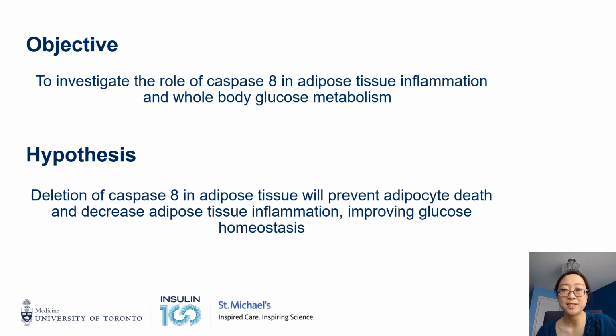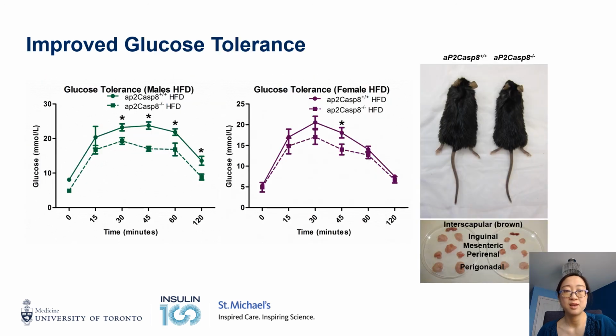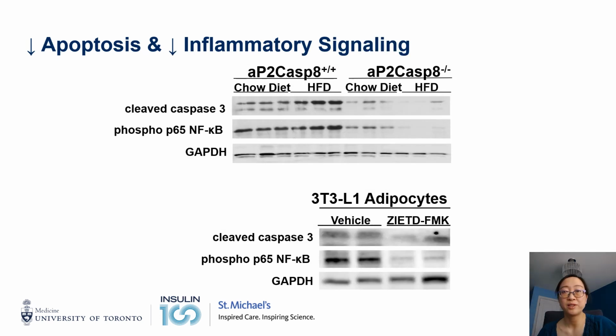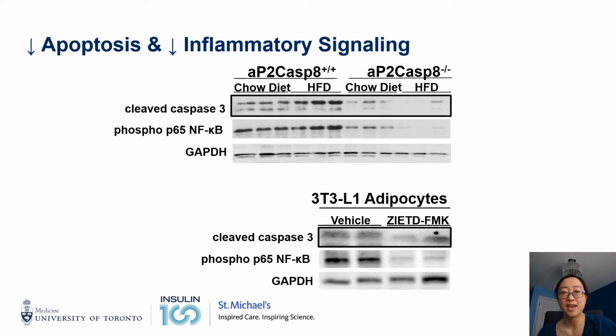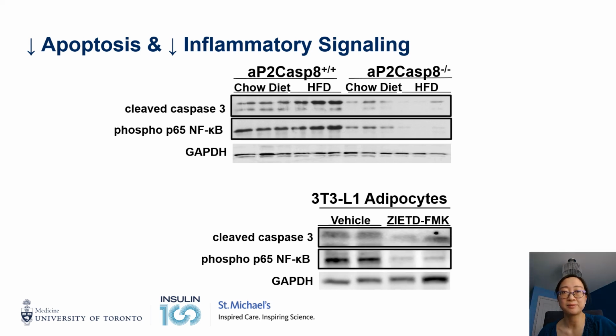To specifically study caspase 8 in adipose tissue and in a whole body system, we generated adipose tissue-specific caspase 8 knockout mice. We found that particularly in the setting of a Western-style high-fat diet, these animals had improved glucose tolerance and less weight gain. When we looked at their adipose tissue, or cultured adipocytes treated with a caspase 8 inhibitor, we saw evidence of decreased activation of apoptosis signaling and inflammatory NF-kappa B signaling.